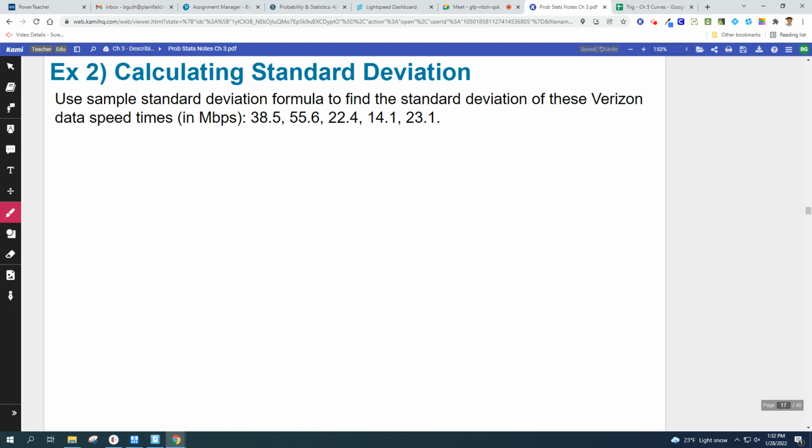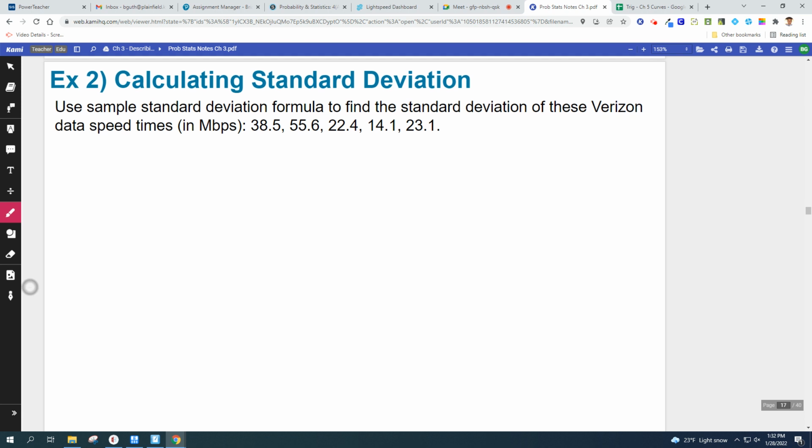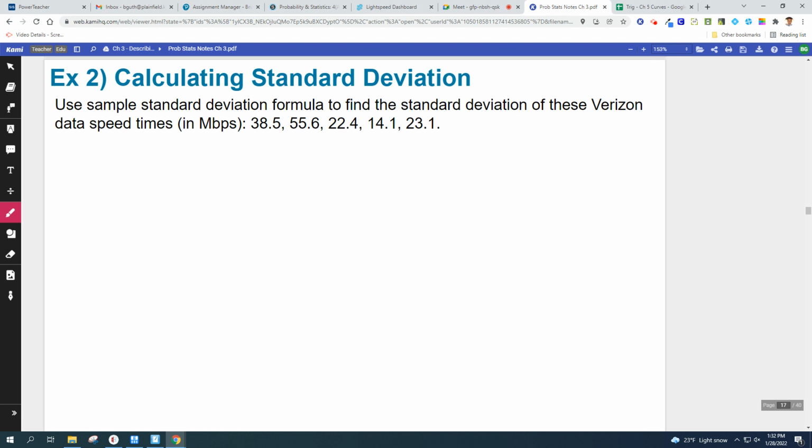Example 2, calculating standard deviation. All right, now you want to write really small here because there is a lot going on in this. I'll show you later how to do it with technology, but for right now we're going to do it by hand.